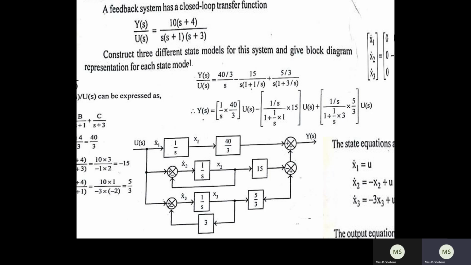So similarly x1 dot is nothing but your u. So this is your state equation. The output equation will be this one. Here, before this, the summary of the output equation has been there. The signal has been coming from 40 divided by 3 into x1, 15 into x2, and 5 divided by 3 into x3, into 1 by s. So these will be the various transfer functions.